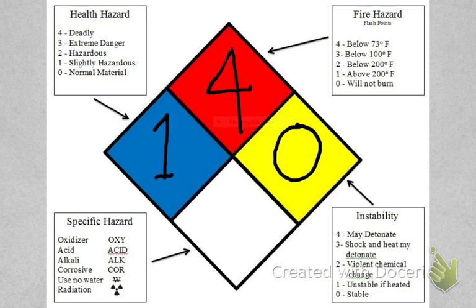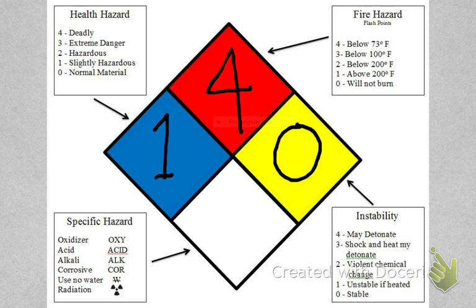And in the bottom box, that's white, that is for specific hazards. That's to list if the chemical is an oxidizer, an acid, an alkaline, a corrosive, that you cannot use water on it, or that it's radioactive. And propane is none of these.